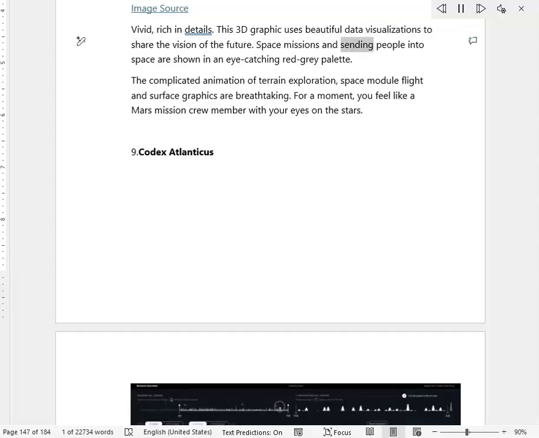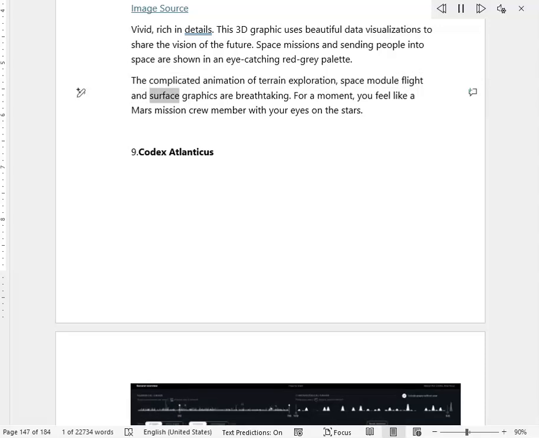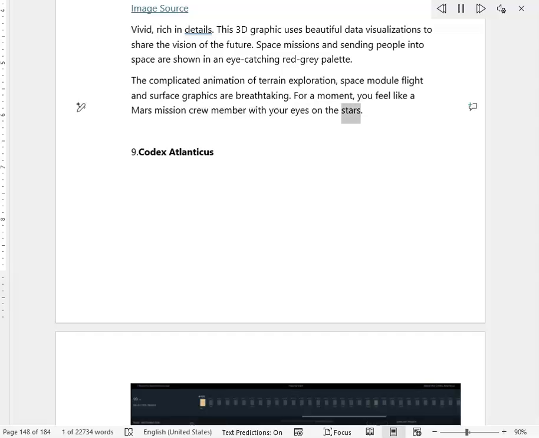Space missions and sending people into space are shown in an eye-catching red-gray palette. The complicated animation of terrain exploration, space module flight, and surface graphics are breathtaking. For a moment, you feel like a Mars mission crew member with your eyes on the stars.